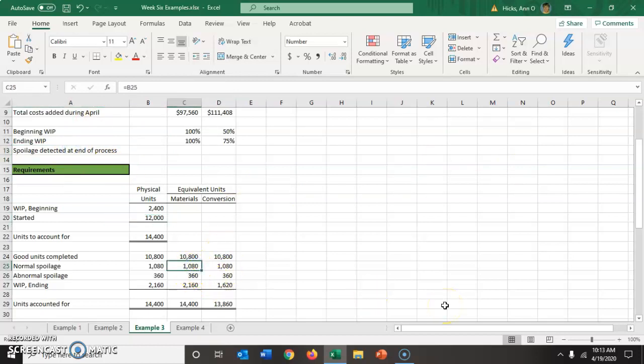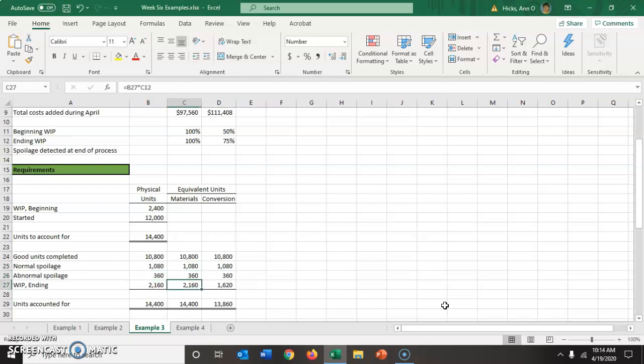Let's say that instead we do a quality control check halfway through. We may be able to actually identify the spoilage halfway through and not run them through the entire process. So it all depends on when you run your quality control. In our case, we're keeping it simple and indicating that we don't do that until the end. So that means that normal spoilage and abnormal spoilage equivalent units are equal to physical units.